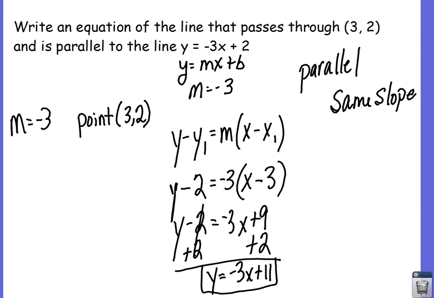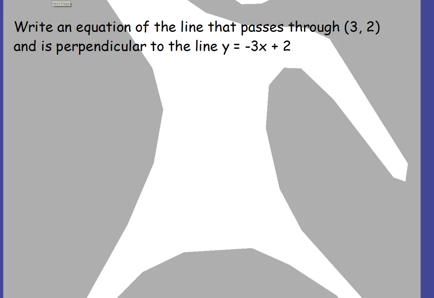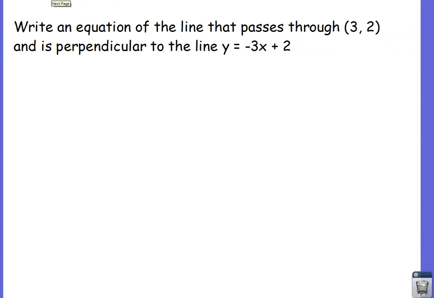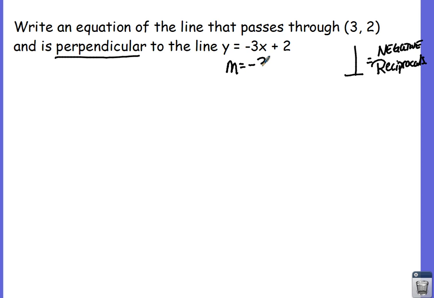All right, the last example is write the equation of a line that passes through 3, 2 and is perpendicular to the line. Now remember, perpendicular lines have negative reciprocals. Okay, so first of all, we need to determine what is the slope of the line. So remember, the slope is always the number in front of the x. So in this case, it's going to be a negative 3.